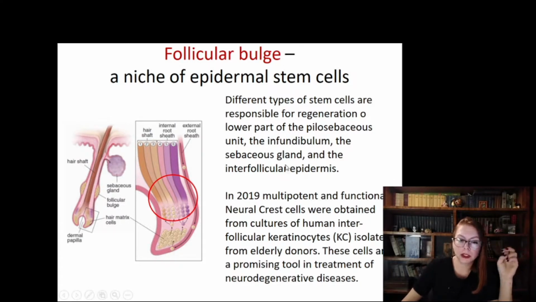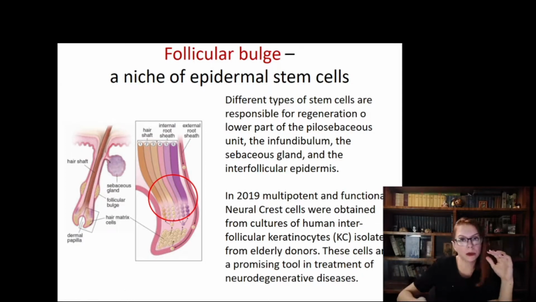And as it is written here, there are some stem cells for the hair follicle, stem cells for the sebaceous gland, and another stem cell for the surface epidermis. Why is it important? Because when we are talking about skin regeneration, epidermis regeneration, we have to understand that epidermis itself regenerates from the stratum basale.